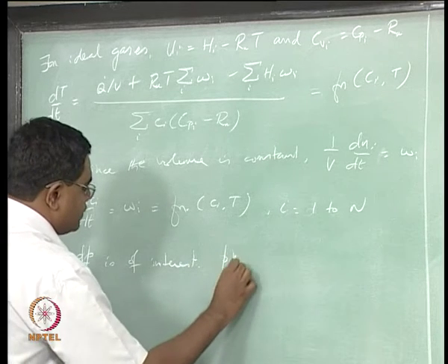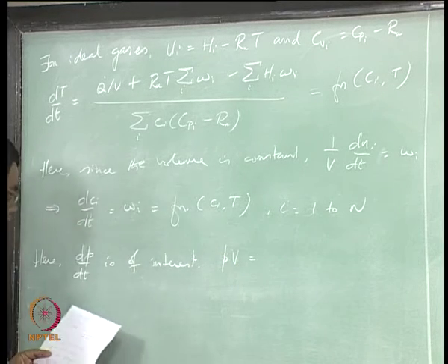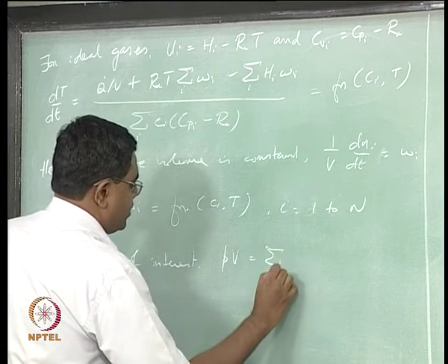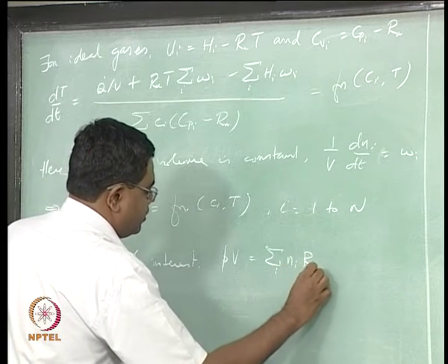So the way we do this is to go back and say PV is equal to sigma over i of N_i R_u T.